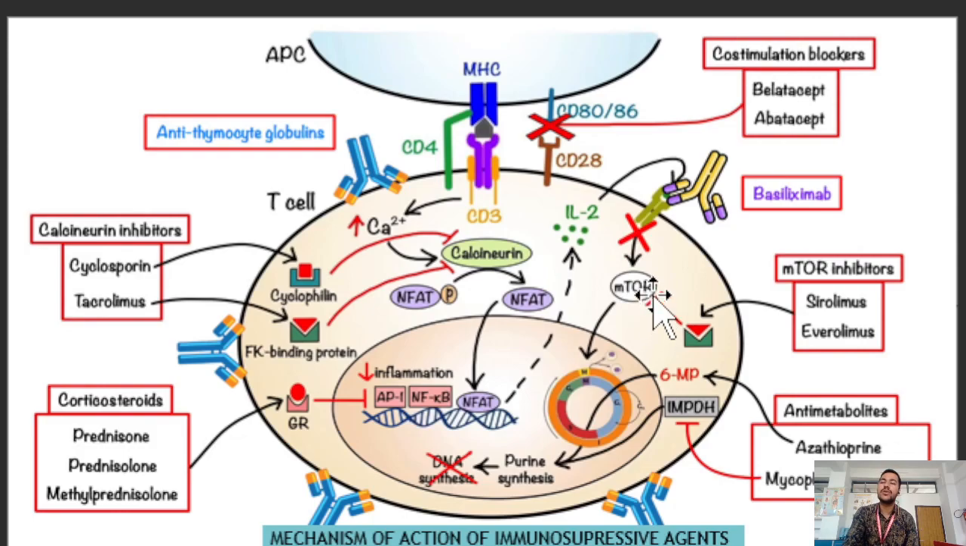Now this mTOR, what it does, it again comes inside the nucleus and takes part in the cell division stages. With the help of this mTOR, there is purine synthesis. This is a normal phenomenon which takes place in cell division. There is purine synthesis, which leads to the formation of DNA. So this is the normal immunological physiology. Now let us see how the immunosuppressant medication works.